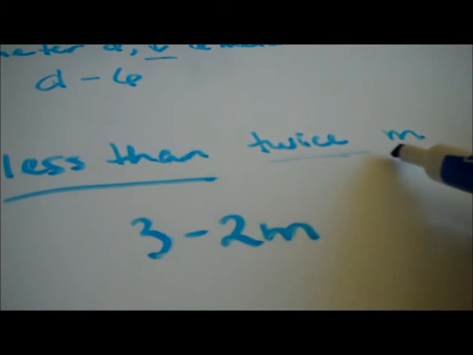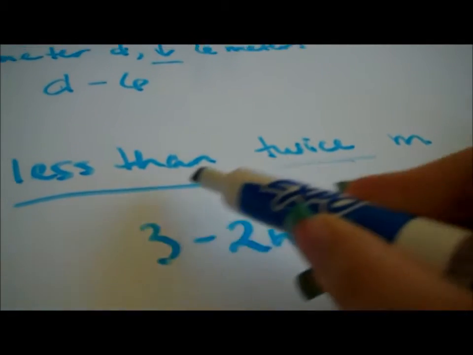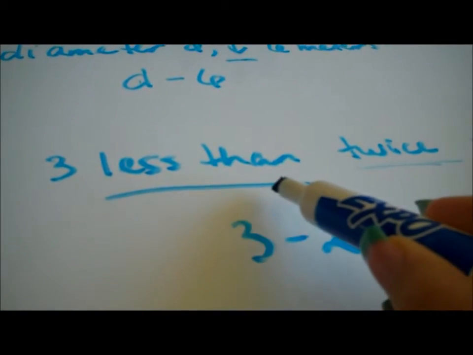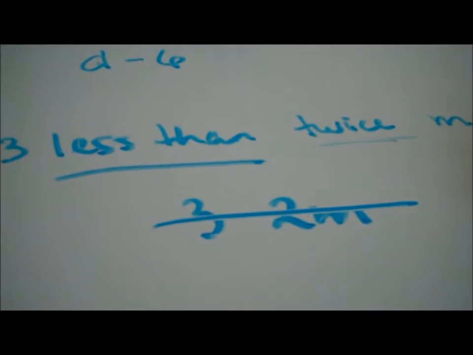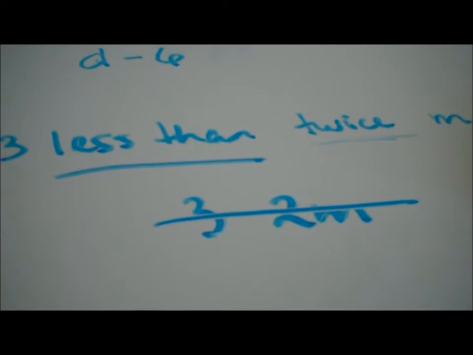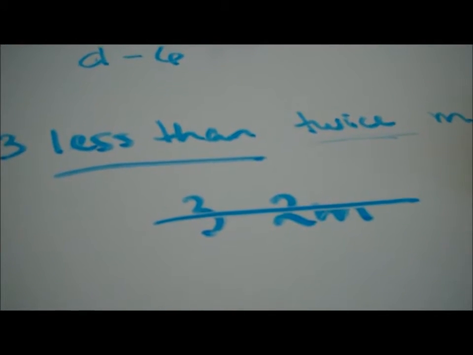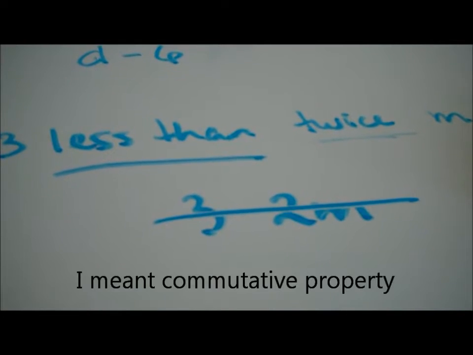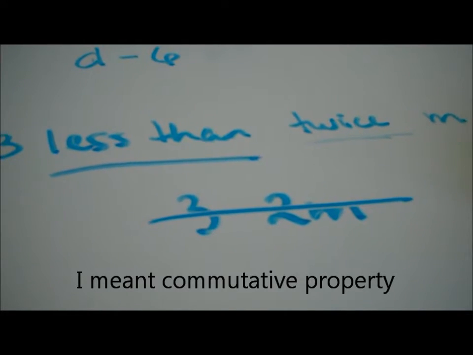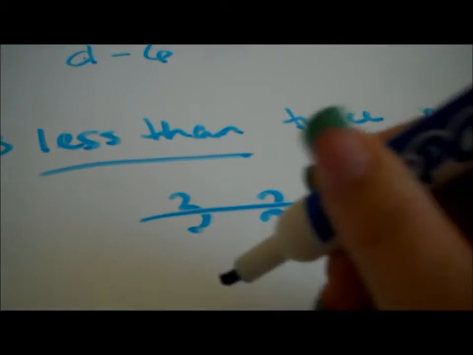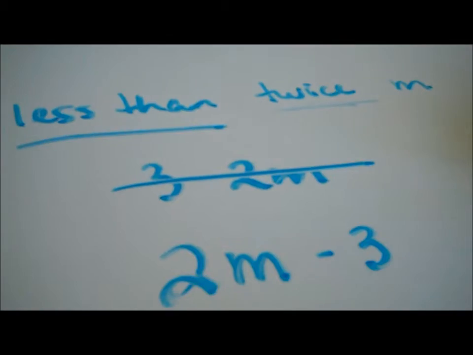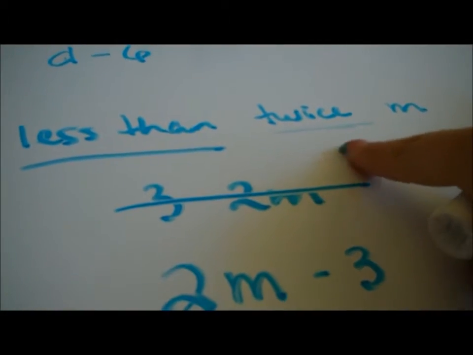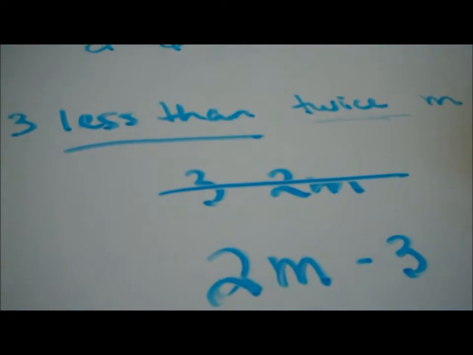So this part right here has to go first before we can do the subtraction of 3 right here. So this is backwards. And remember, subtraction cannot be done in both directions. There is no associative property that goes with subtraction. So order does matter. So the answer on this one is 2M minus 3. So again, twice of M less than 3. So it's going to go backwards.